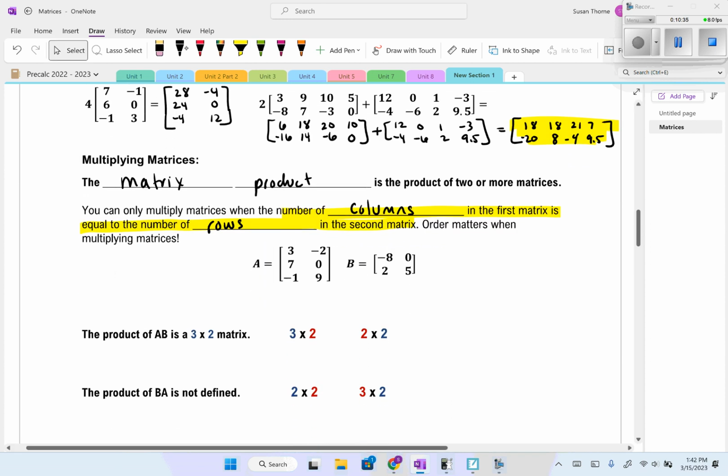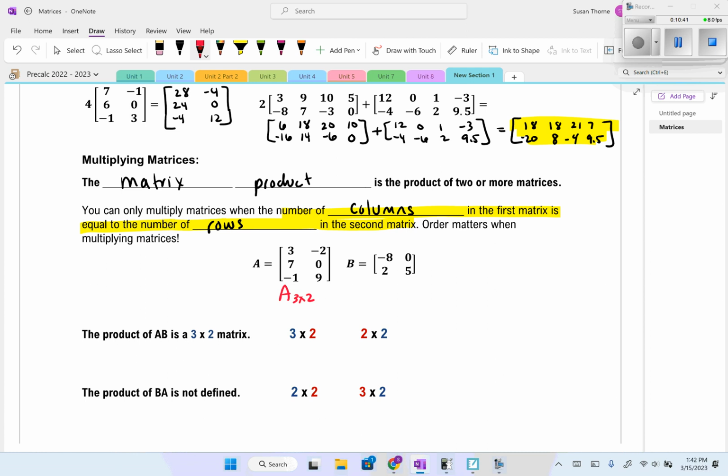So looking here, notice we have matrix A. A is a 3 by 2, so 3 rows, 2 columns, and matrix B is a 2 by 2 matrix. So the product AB, it says, is a 3 by 2 matrix. So again, the only reason we can multiply these is because these inside numbers are the same and the outside numbers are the product.